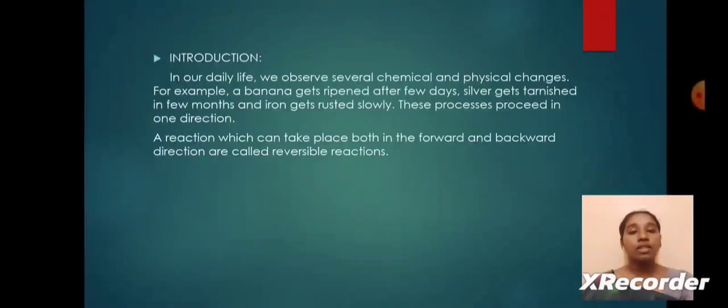At first is introduction. In our daily life, we observe several physical and chemical changes. Have you ever wondered what happened due to these physical and chemical changes? For example, a banana gets ripened after a few days, silver gets tarnished in a few months, and iron gets rusted slowly. These processes proceed in one direction. The reactions which take place in both the forward and backward direction are called reversible reactions.